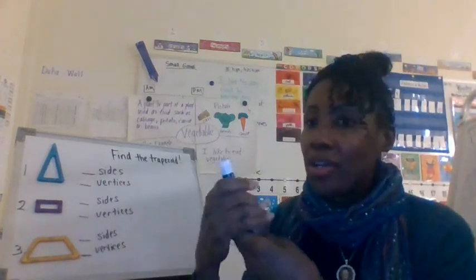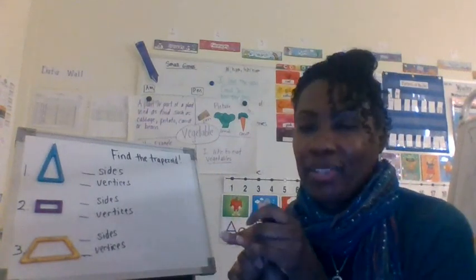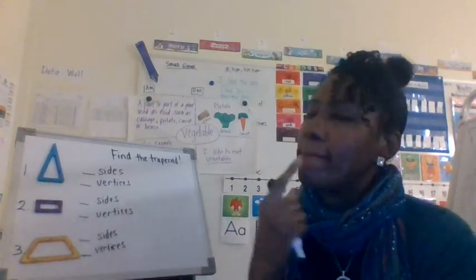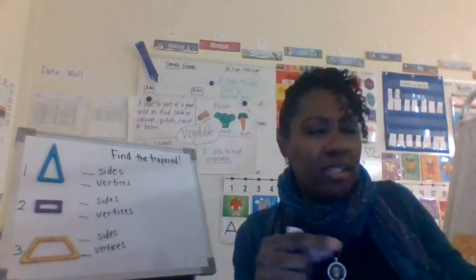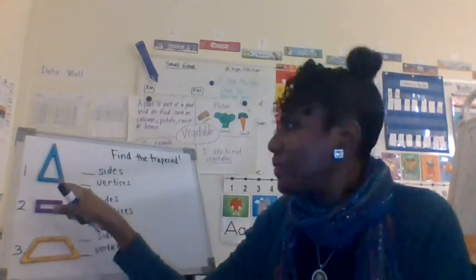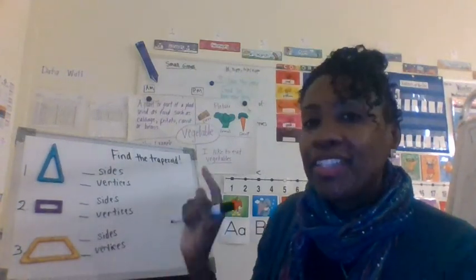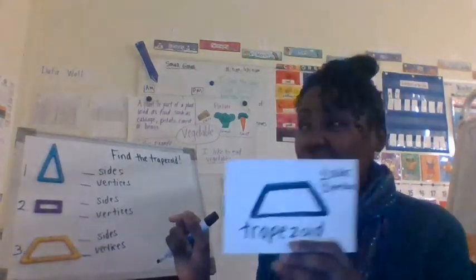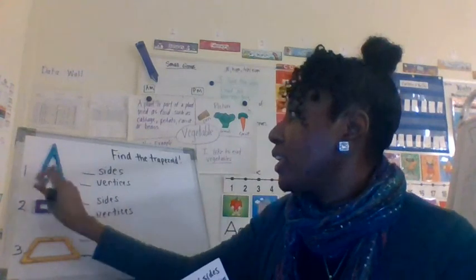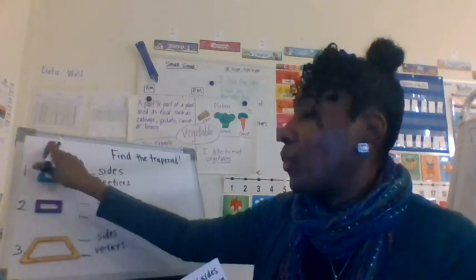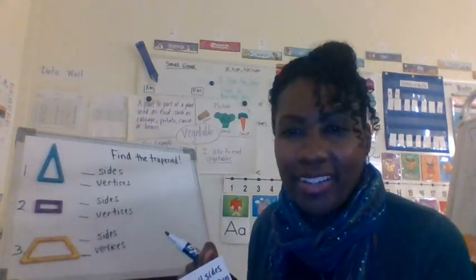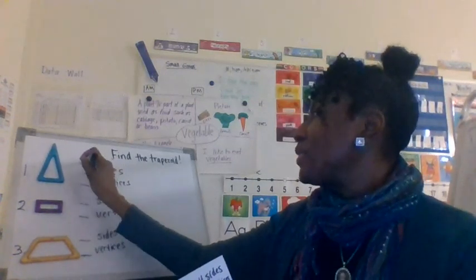So let me get my marker and let's begin. Let's look at this shape. Is this a trapezoid shape? Let's count the sides and see if it's a trapezoid shape. 1, 2, 3. How many sides are there? That's right. The number is 3.